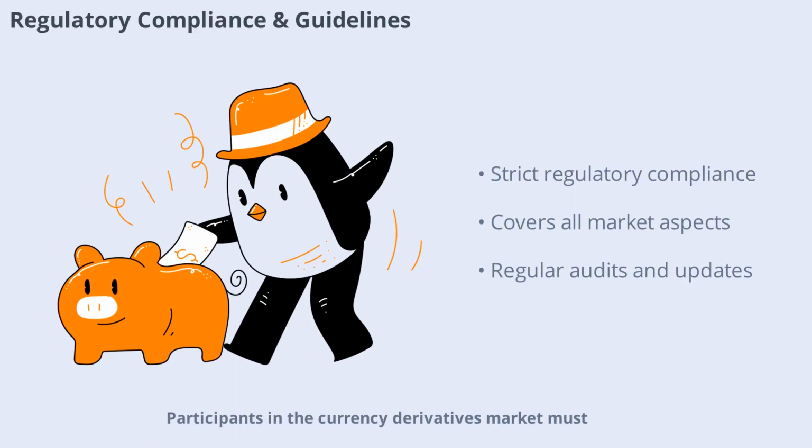Participants in the currency derivatives market must comply with a range of regulatory guidelines, including those from SEBI and RBI. These cover position limits, margin requirements, collateral management, and reporting obligations. Adherence to these guidelines ensures market integrity, protects investors, and supports the smooth functioning of the market. Regular updates and audits help maintain high standards of compliance.